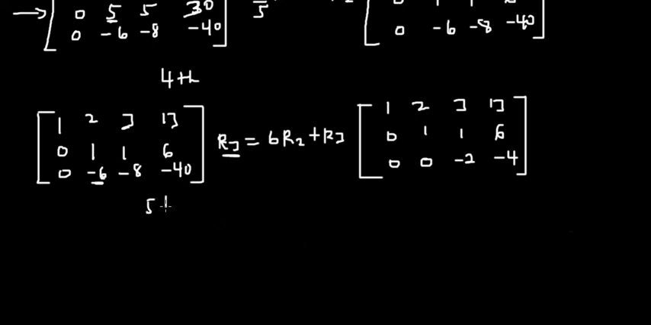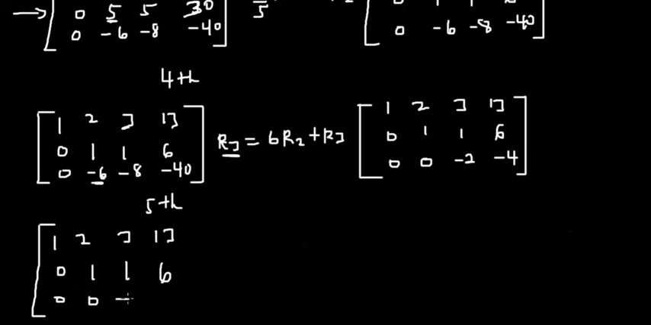We are still reducing this to the row echelon form. Okay, so we have 1 2 3 13, and then 0 1 1 6, and then 0 0 minus 2 minus 4.